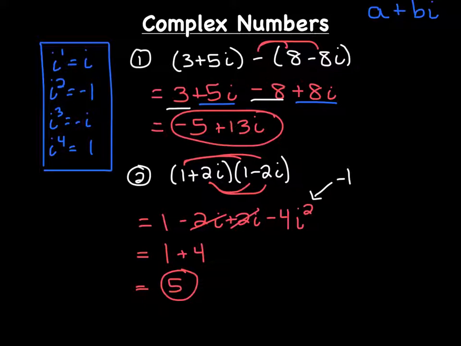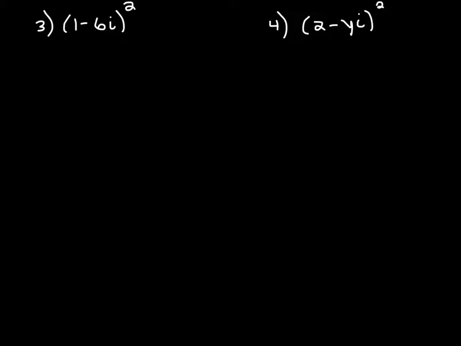And again, if you want to check this in your calculator, go for it. You can plug in this original expression and it should give you 5. And I know they said they wanted it in a plus bi form, but isn't this just equivalent to 5 plus 0i? So, we can technically call this a complex number.